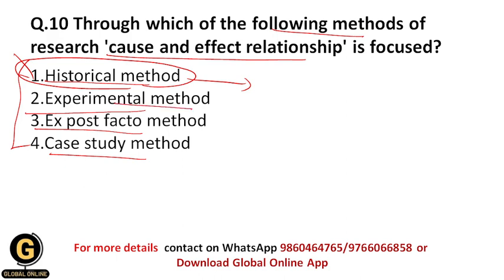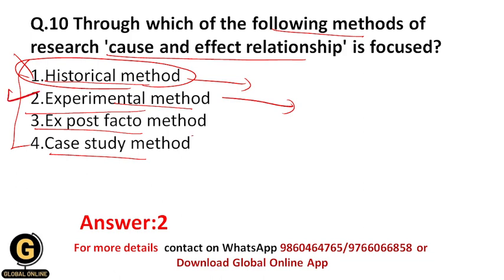In the experimental method, we are going to do the study in a controlled environment. We are going to assess the relationship between the variables, that is independent and dependent, and for that we are going to manipulate the independent variable and see their effects on the dependent variable. And that's why in the experimental method only you are going to focus upon the cause and effect relationship between the variables, because here you are going to test whether there is any relationship or not. And that's why the correct answer to this question is second, that is experimental method.